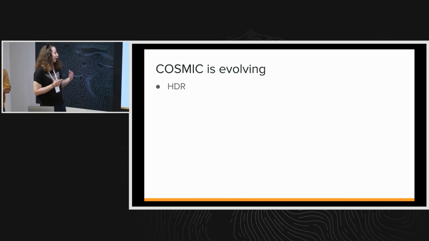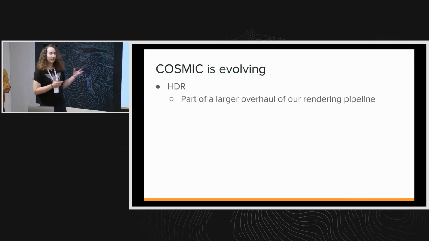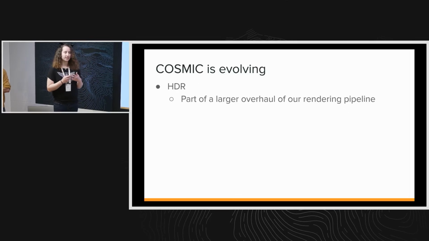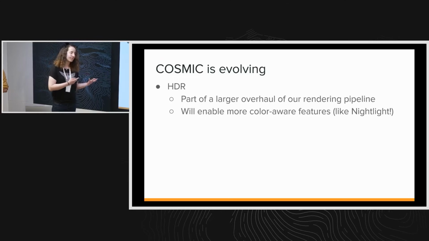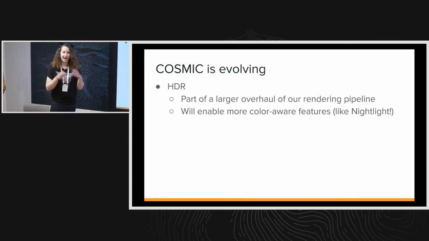But we have a plan, and part of that is a more general overhaul of our whole rendering pipeline. Right now it is very simple and in many places not really color aware. So to enable HDR, we need better support for different color spaces, and this will be a more general makeover of that whole pipeline, which will then also enable a bunch of other little features that are very color dependent, like for example night light, which is also a very highly rated issue on our project board.